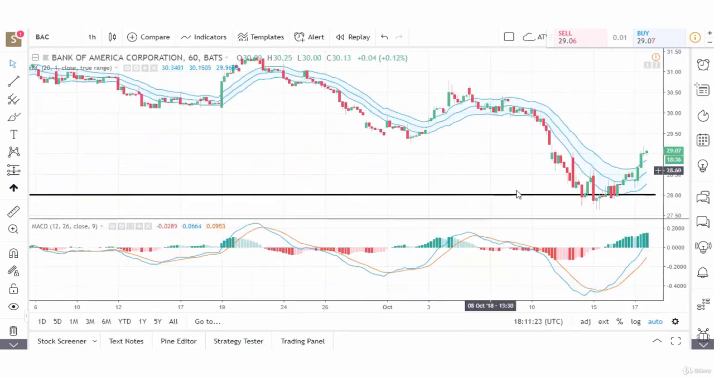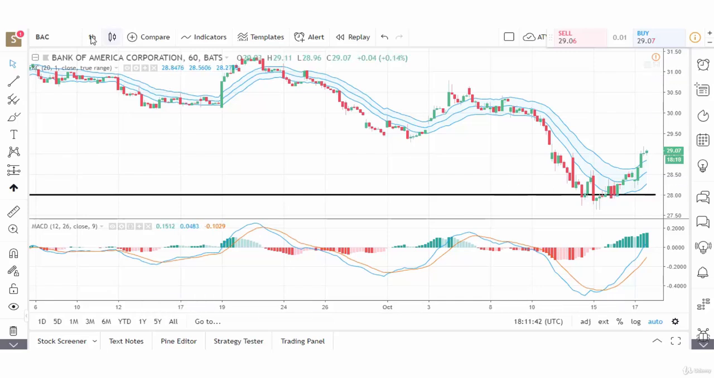and we'll see confirmation here as the MACD has actually crossed to a buy, and the stock on an hourly basis moved back right at the 28 level, back into the Keltner channel. That could have been a buy signal there.